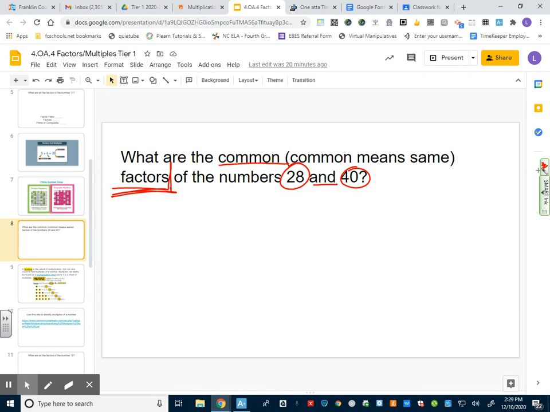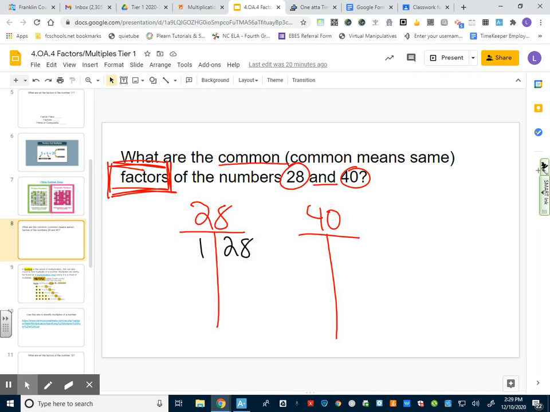Well, if I'm going to find the common factors of two numbers, I have to find the factors of both numbers. So I'm going to find the factors of the number 28. So I'm going to make a T-chart, and the factors of the number 40. Because a factor is a number that you multiply with another number to get a product. So factors of 28. Well, I know always start with 1 times 28. Well, then I'm going to think of my 2's.